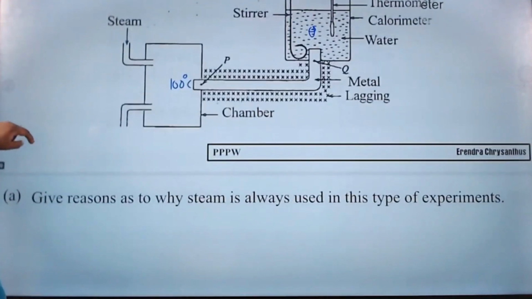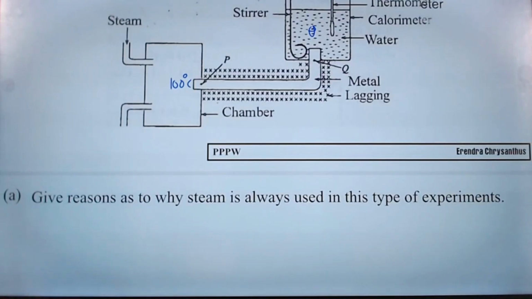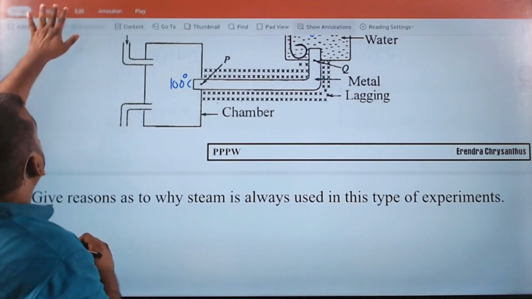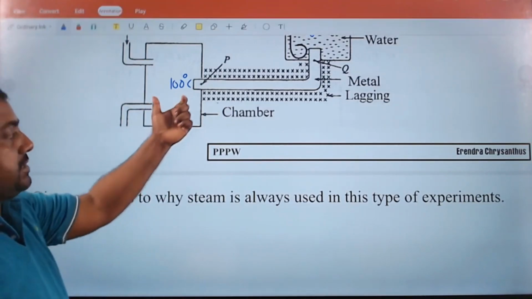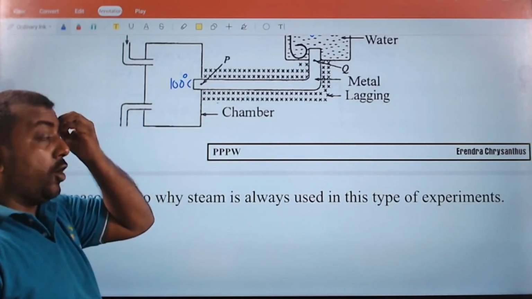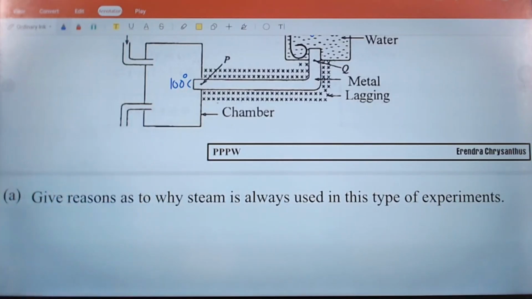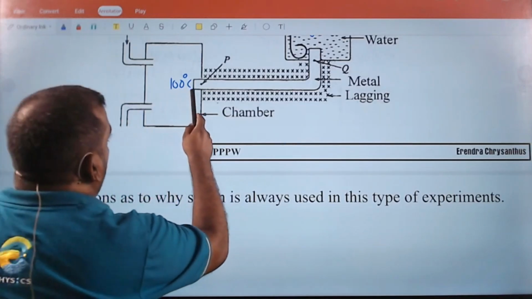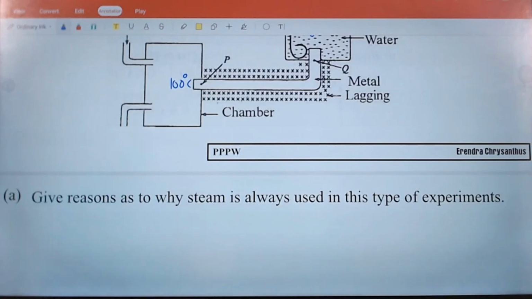Going on. First question. Why is steam used in the experiment? What's your answer? So why are you using steam? Because we can maintain this end at 100 degrees Celsius for a long time. Right? We can maintain one end of the rod at 100 degrees Celsius for a longer time.